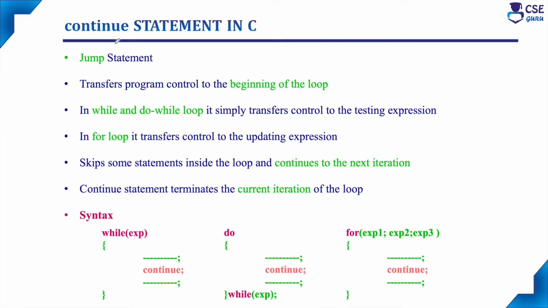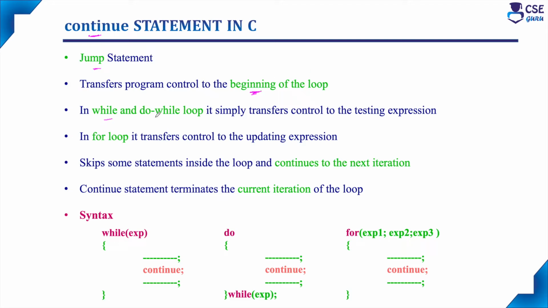In this session, we will discuss the next jump statement, that is the continue statement in C. Already we have discussed two jump statements. One is goto and another one is the break statement. And this is the third jump statement in C. So continue is also a keyword and it is a jump statement. This continue statement transfers program control to the beginning of the loop. The break statement will terminate the loop, but the continue statement will transfer control to the beginning of the loop.